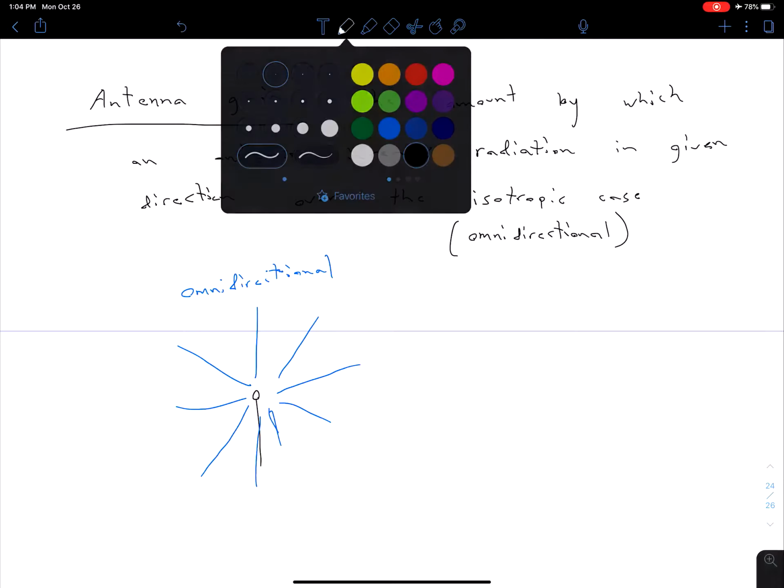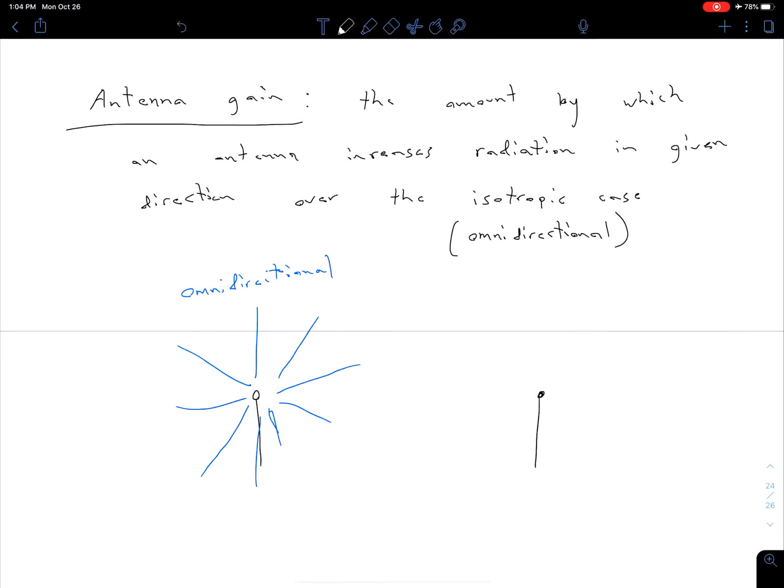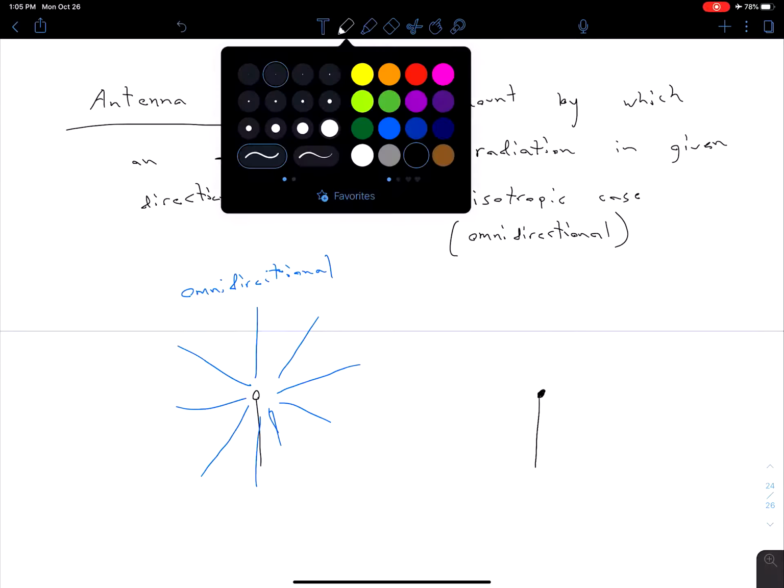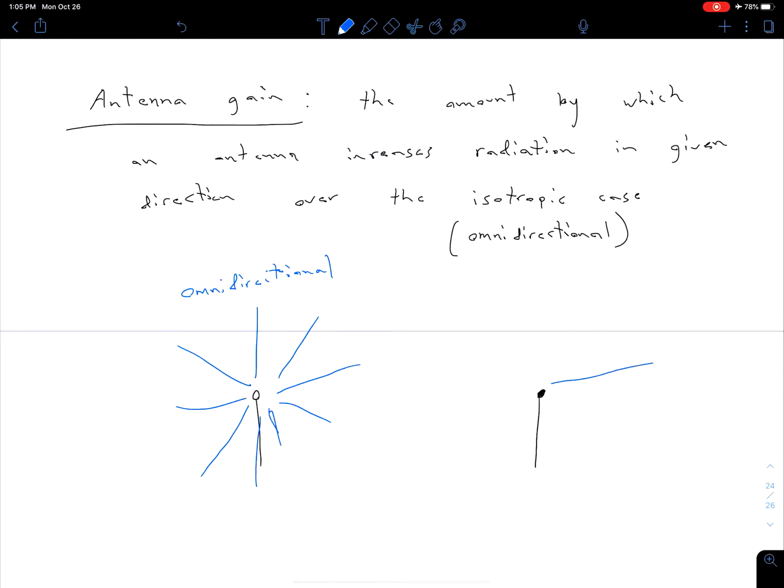Now maybe we have some other type of antenna that we've created such that it's only transmitting in a certain direction. Maybe we have the same amount of power, but now all of that power is being sent in one direction. The amount of radiation in this region, compared to the same region for this isotropic antenna, would be our antenna gain.